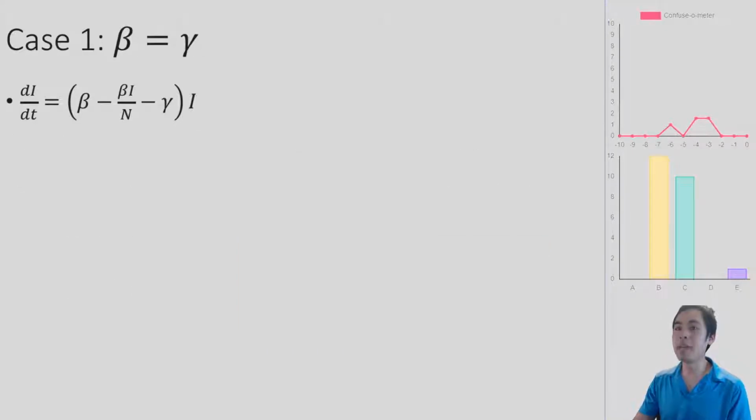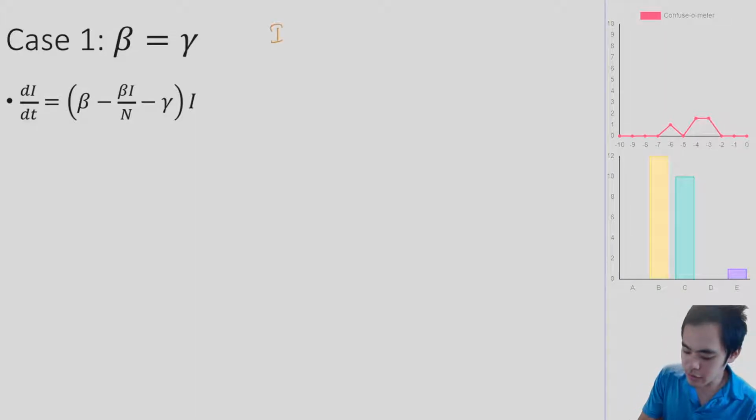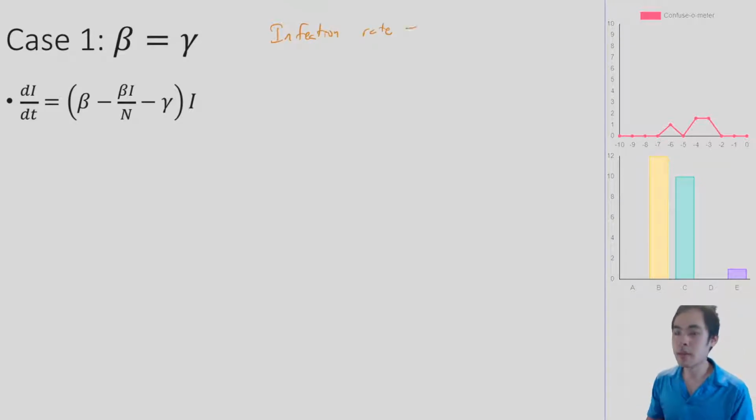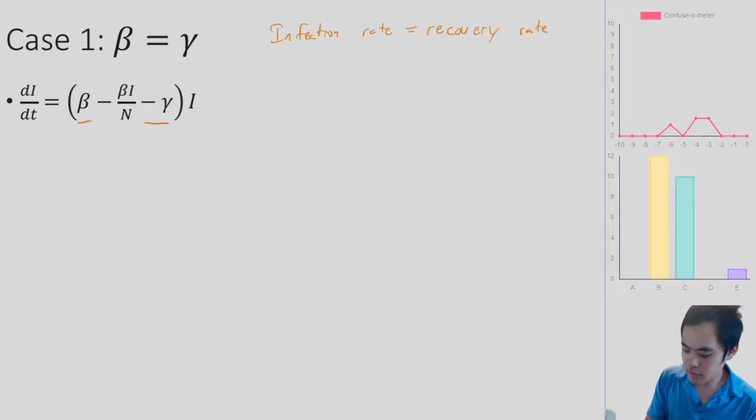So case one, beta is equal to gamma. This is where your infection rate is equal to the recovery rate. Note that beta is equal to gamma, and so those cancel out. So this implies that I dot is equal to minus beta I squared over n.